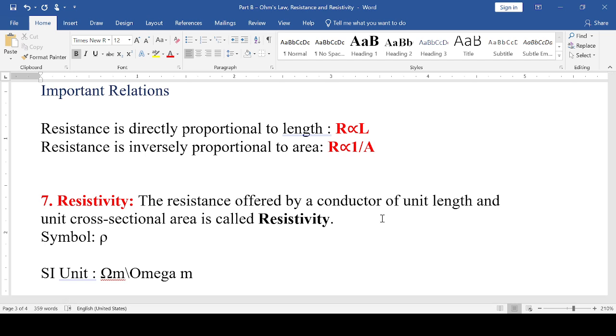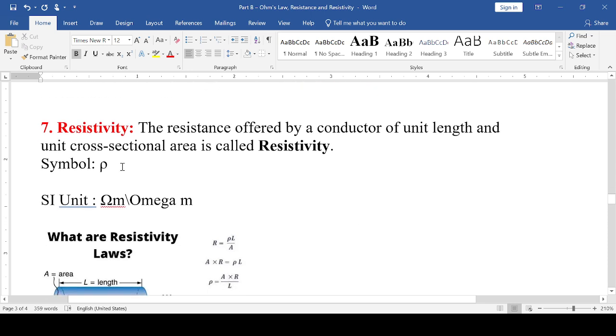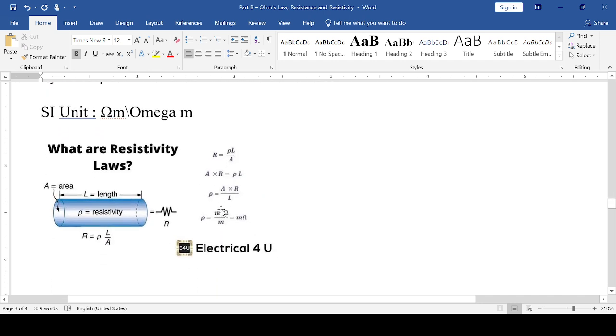The resistance offered by a conductor of unit length and unit cross-sectional area is called resistivity. What is happening here? The resistance offered by a conductor of unit length and unit cross-sectional area is called resistivity. The symbol is rho, and the SI unit is ohm meter, omega meter. As I said, we will discuss the formula now.